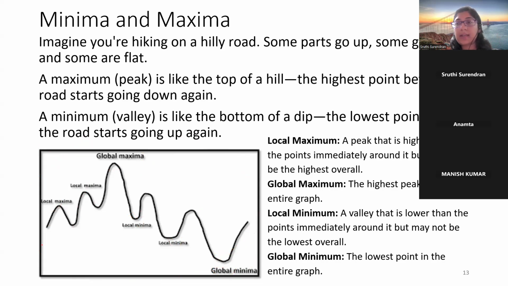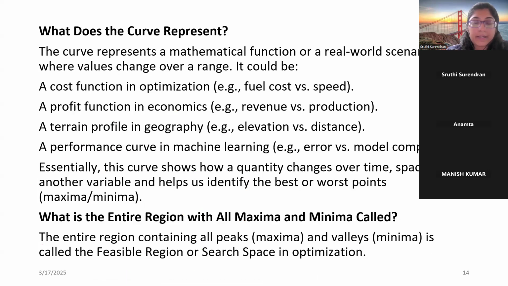Now this is only useful to you if you're going to go a little bit deeper into different kinds of optimization methods. Now, this curve is representing the mathematical function or a real world scenario where values are going to change over a range. It can be minimizing cost, profit function. It can be any function.